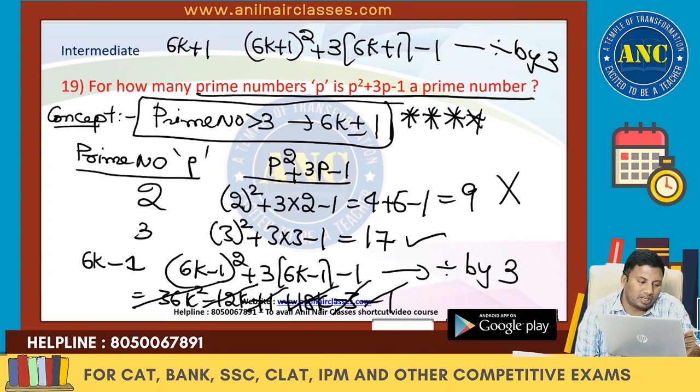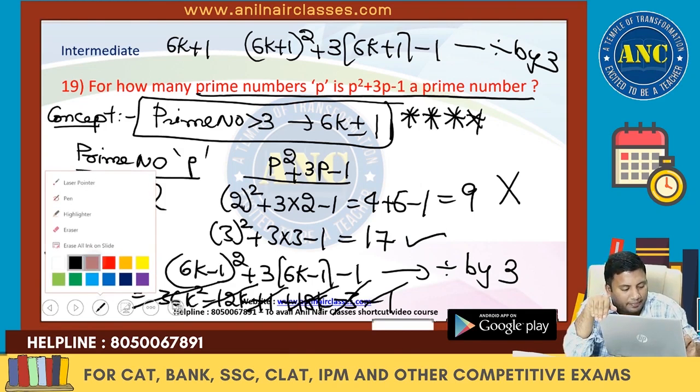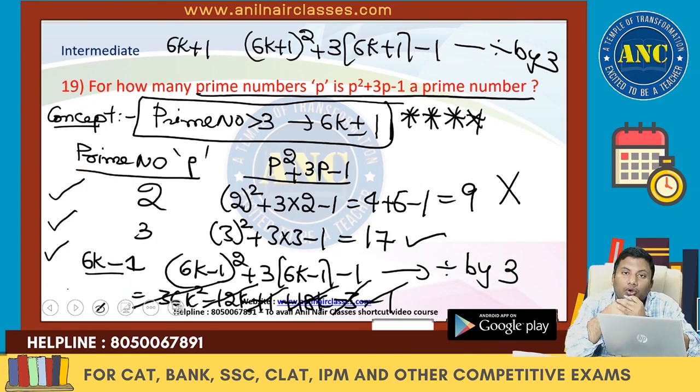First take the lowest prime number 2. Next take the next prime number 3. Any prime number greater than 3 is of the form 6k plus or minus 1. Only thing we have to do is to check for 2, 3, 6k minus 1. If you substitute it, in the expression itself I am able to see 6k whole square, so it is divisible by 3. 2 into 6k divisible by 3, 3 into 6k divisible by 3, 1 minus 1, it is divisible by 3.